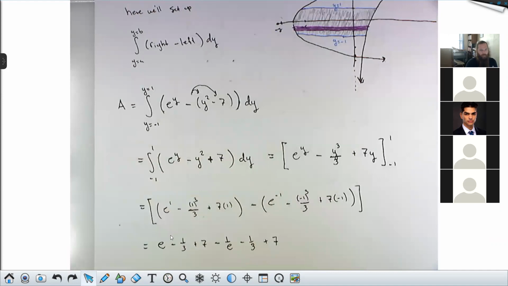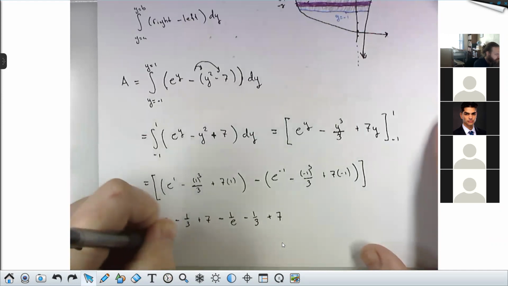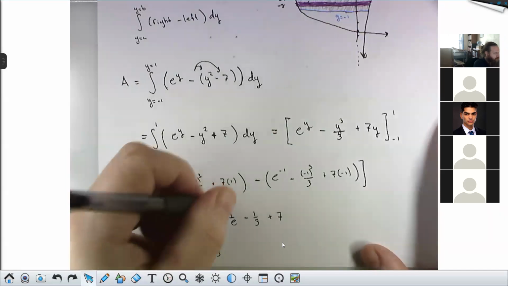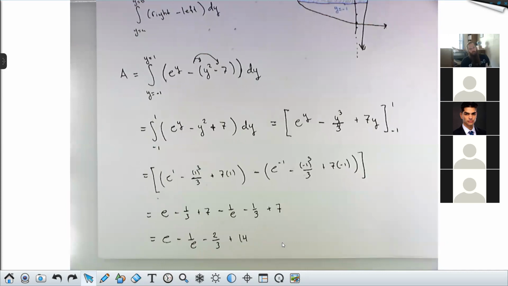So altogether, I have minus 1/3 minus 1/3, which is minus 2/3, plus 7 plus 7, which is 14, and then the e terms. So I've got e minus 1/e minus 2/3 plus 14. You could combine some of these if you wanted to, like the 2/3 and the 14, but I would be perfectly happy with this on a test. Any questions here?